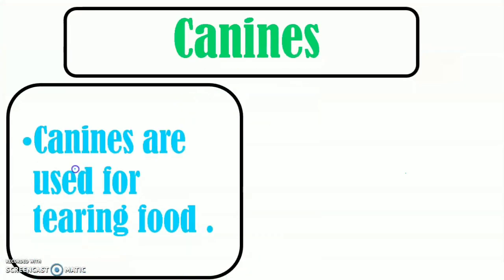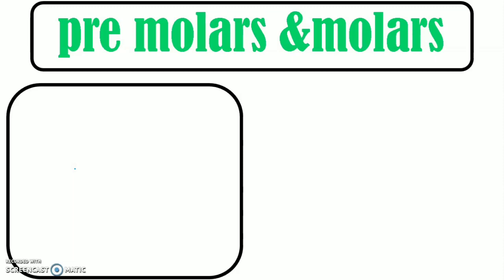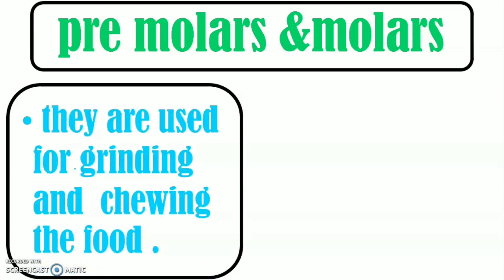So the canines are used for tearing food. Have you ever seen a dog or a lion eating flesh? They tear the food. So the teeth with which they tear the food are known as the canines. Let's talk about the premolars and the molars now. They are used for grinding and chewing the food.